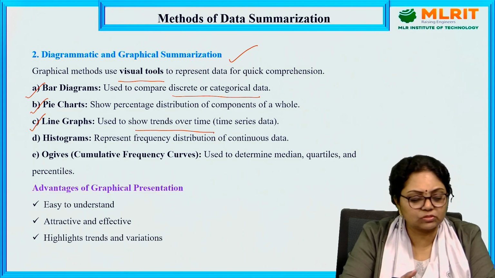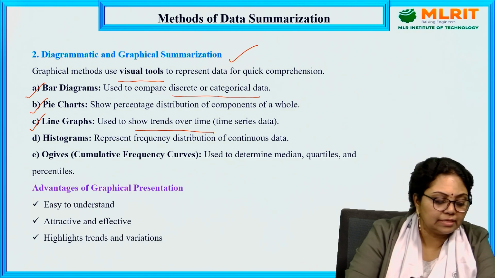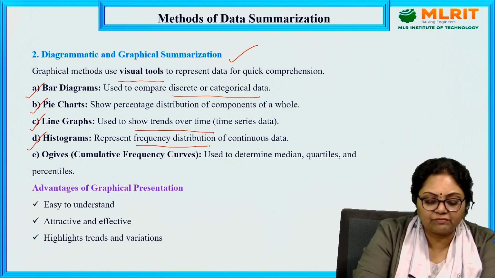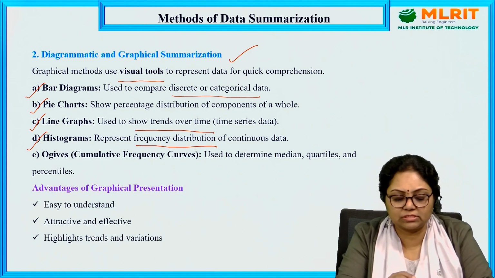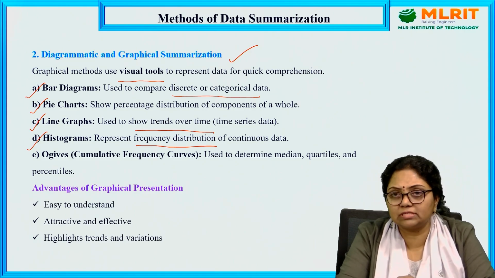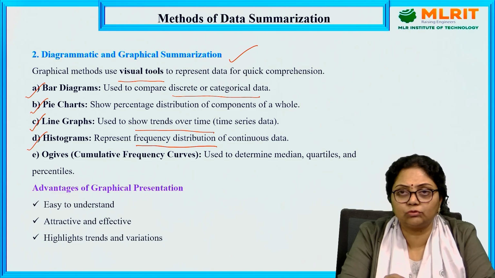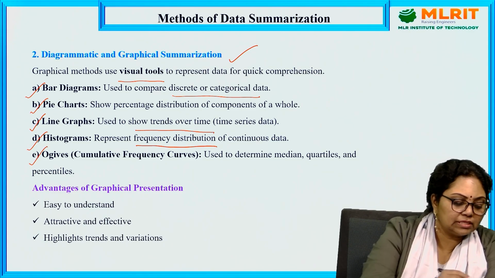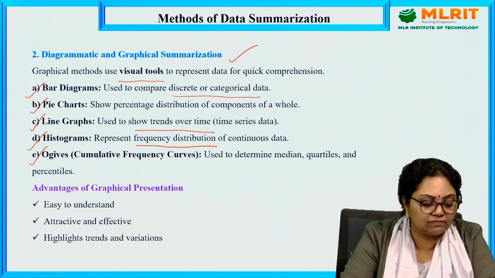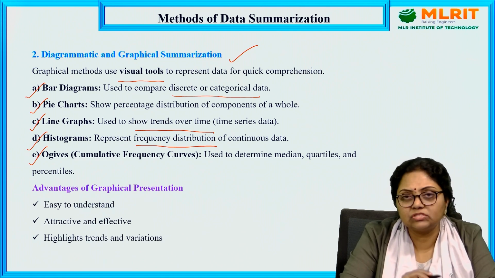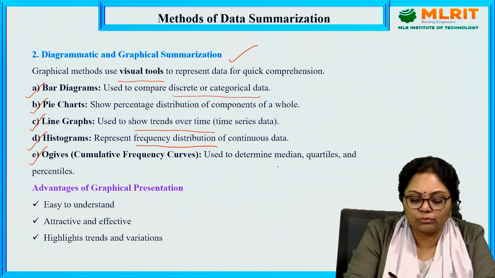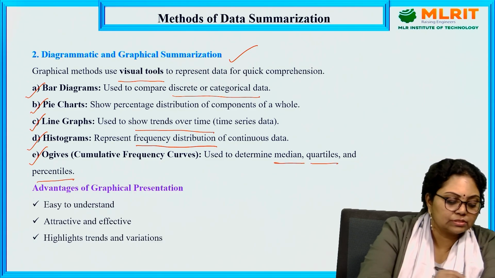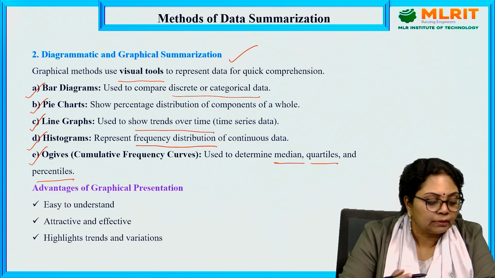For that purpose, we generally go with line graphs. The fourth one, histograms, is used for representing the frequency distribution of continuous data. Whenever we have continuous data, 5 to 10, 10 to 15, 15 to 20, like that, we generally go with histograms. Now, the last one is ogives. Ogives means here again we have cumulative frequency curves. Generally, we use this type of ogives to determine medians, quartiles, and percentiles. So, in this case, we would be using ogives.